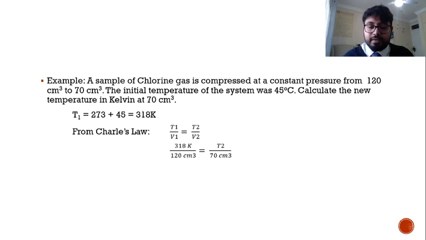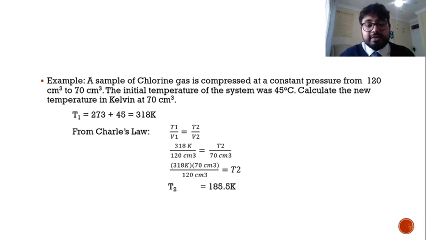We rearrange our formula to get T2 as the subject by multiplying both sides by 70 cm cube, and our answer should be 185.5 Kelvin. Now if the maths is correct, we know that our answer is correct because our temperature decreased as well.